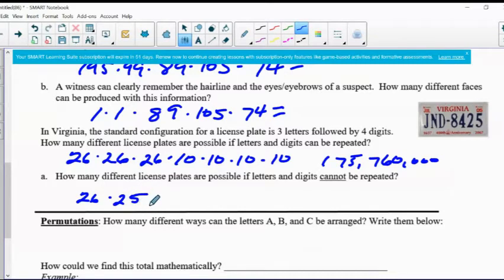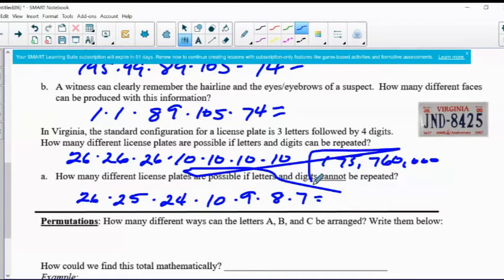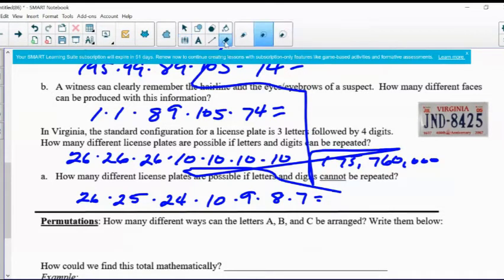Now, what if letters and digits cannot be repeated? This is a slightly different task. For the first letter, there are 26 choices. But after that, I have 25 choices because I've eliminated one, and then for the next letter, I've eliminated two choices, so there are 24 choices. The same thing with the numbers: 10 for the first one, 9 because we've eliminated a number, 8 because we've eliminated a number, and 7 because we've eliminated a number. So I get 26 times 25 times 24 times 10 times 9 times 8 times 7, and you should be putting this in your calculator. You get a slightly different answer, 78 million.